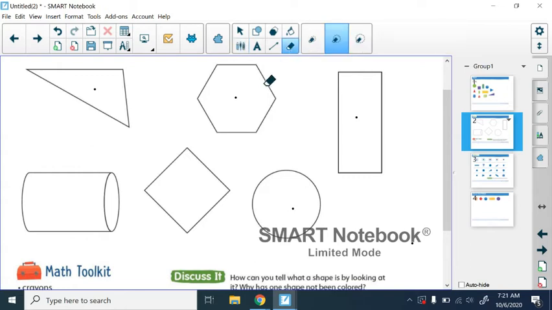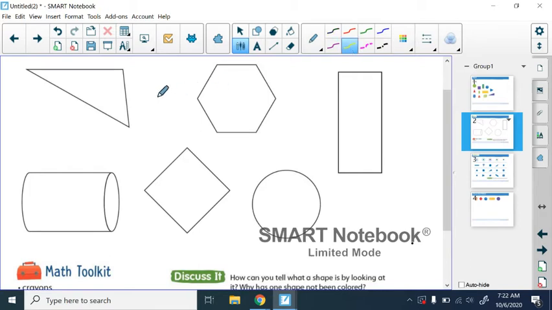Nice work. All right, boys and girls, for this next part, you're going to need your crayons. And we're going to be coloring each of these shapes a different color. So I want you to find the triangle. And I want you to color the triangle yellow. Here's the triangle, and I'm going to color it yellow. Oops.